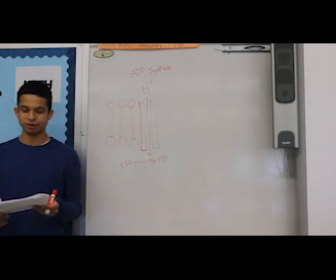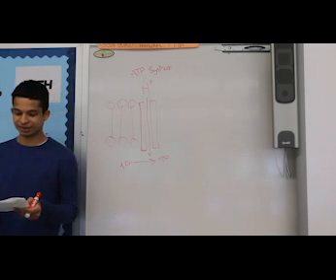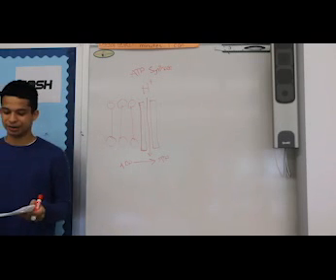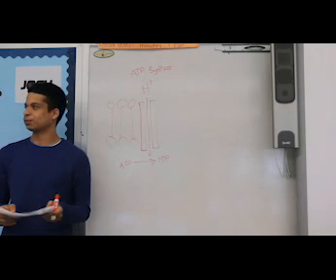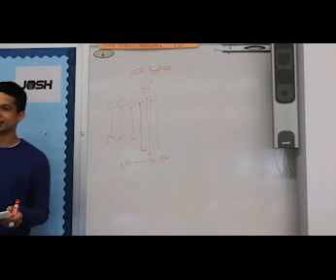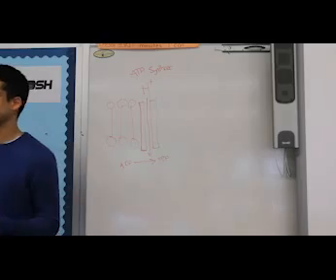For each glucose molecule, chemiosmosis produces 32 ATP. Water is then created from the leftover H plus ions and the oxygen. That's it.